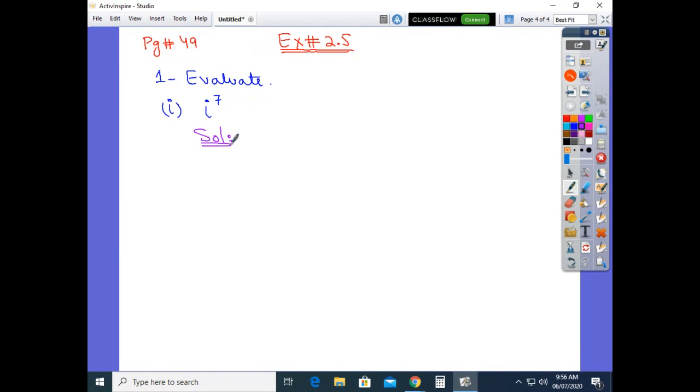Solution: we can write iota 7 as iota 6 into iota, because we split 7 into 6 and 1. Iota raised to power 6 and iota raised to power 1 gives iota raised to power 7. How?